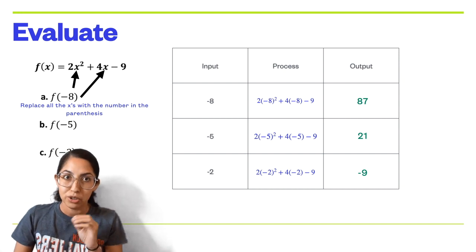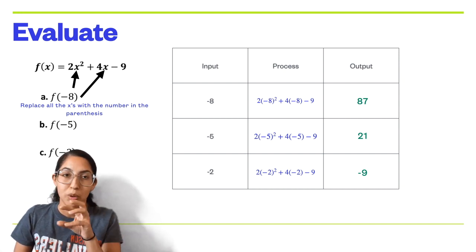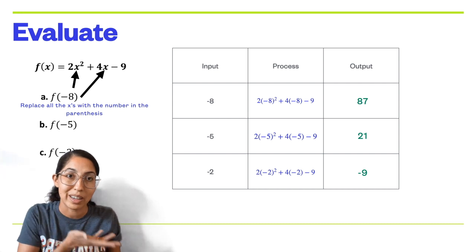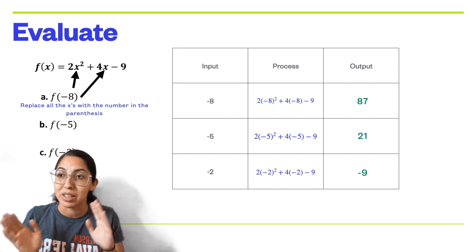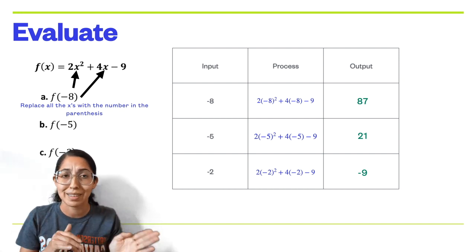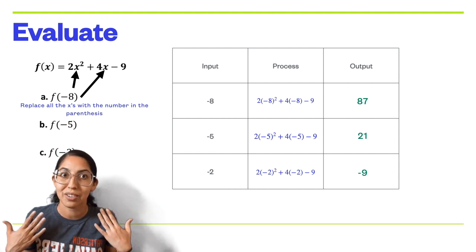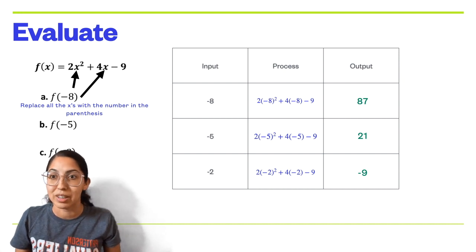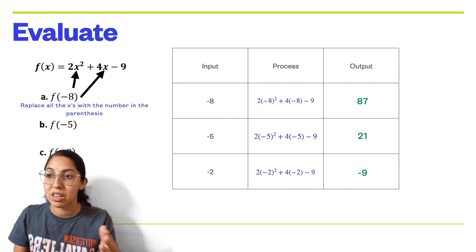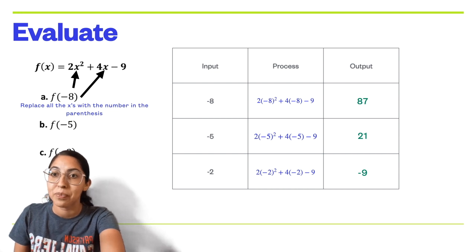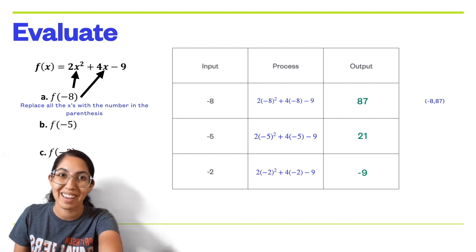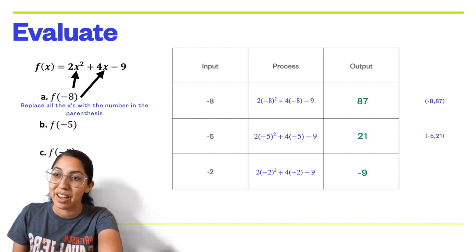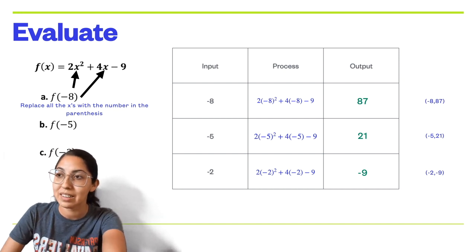Once you replace your x's with those numbers, you can just plug these into a calculator. So 2 parentheses negative 8 squared plus 4 parentheses negative 8 minus 9, and then just enter and it'll give you the output. That's the wonderful thing. The only other thing you need to know is that this is, like I said, a coordinate point. So we have negative 8, 87; negative 5, 21; and negative 2, negative 9. So that's it for that one.